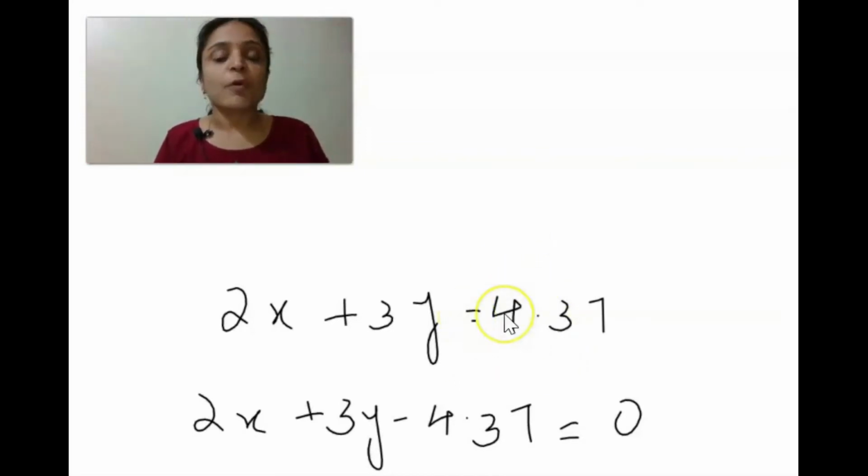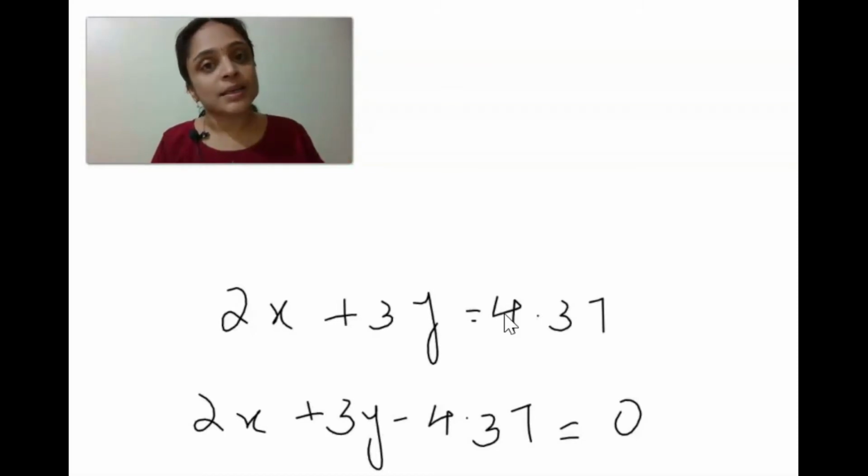Just take 4.37 to the left hand side, which will become, this is plus 4.37, and when you take it to the left hand side, this will become minus 4.37. That is 2x plus 3y minus 4.37 equal to 0.